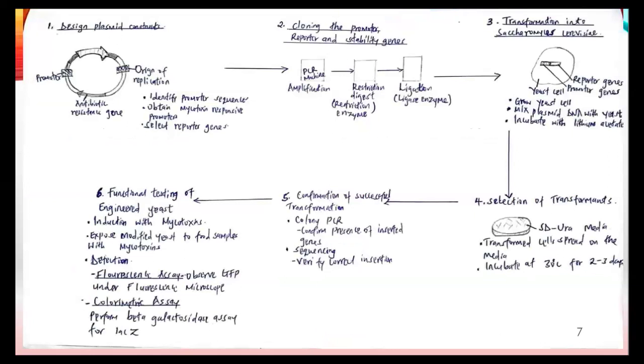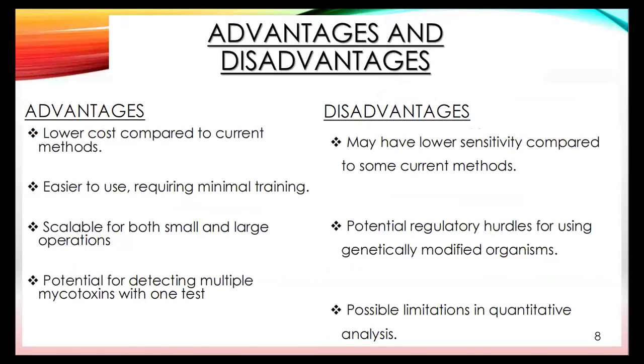This is basically what I've been describing. It's an illustration. Advantages: we have low cost compared to current methods, and it is easier to use, requiring minimal training. It is scalable for both small and large operations, with potential for detecting multiple mycotoxins with one test. Some of the disadvantages, since it cannot be perfect: it may have lower sensitivity compared to some current methods, there are potential regulatory hurdles for using genetically modified organisms, and possible limitations in quantitative analysis.